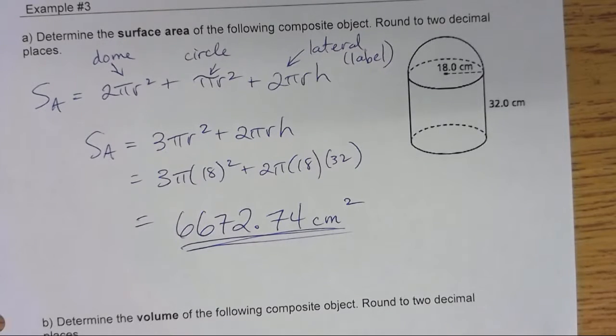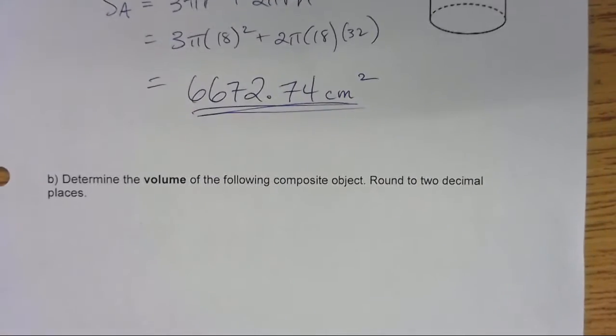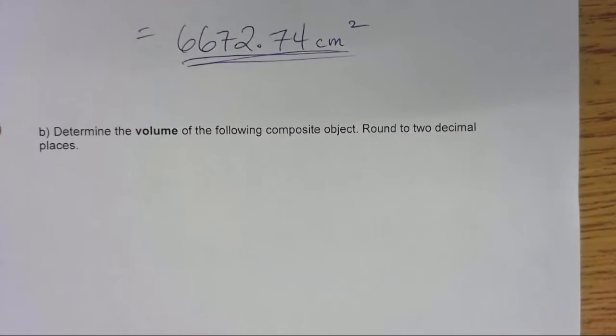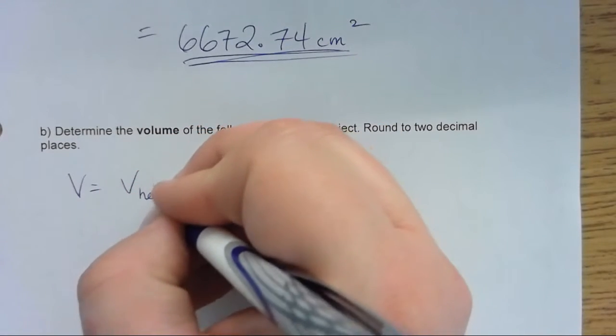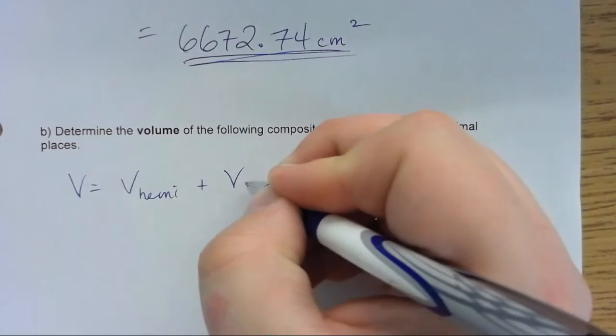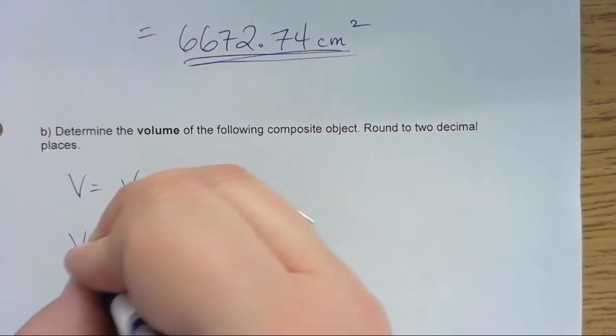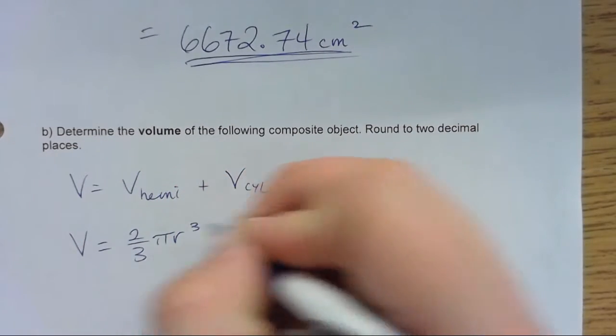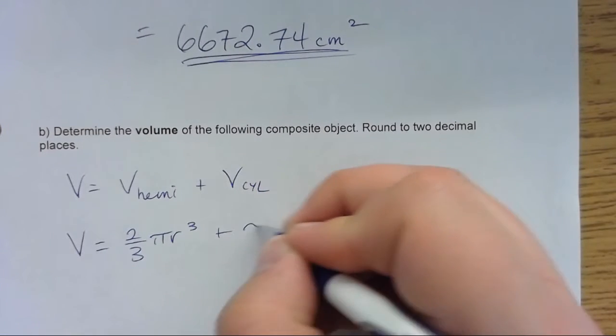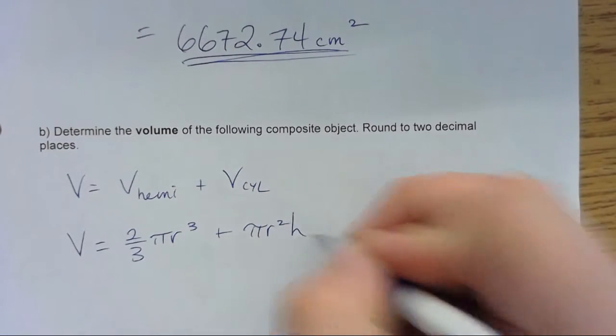Okay, what about volume? Again, volume's easier. You don't have to worry about missing faces because you're not calculating faces. You're calculating space inside. So no space inside goes missing. So volume is going to equal the volume of my hemisphere plus the volume of my cylinder. Volume of a hemisphere is 2/3 pi r cubed, and the volume of a cylinder is the area of the base it sits on, pi r squared times how tall it is.